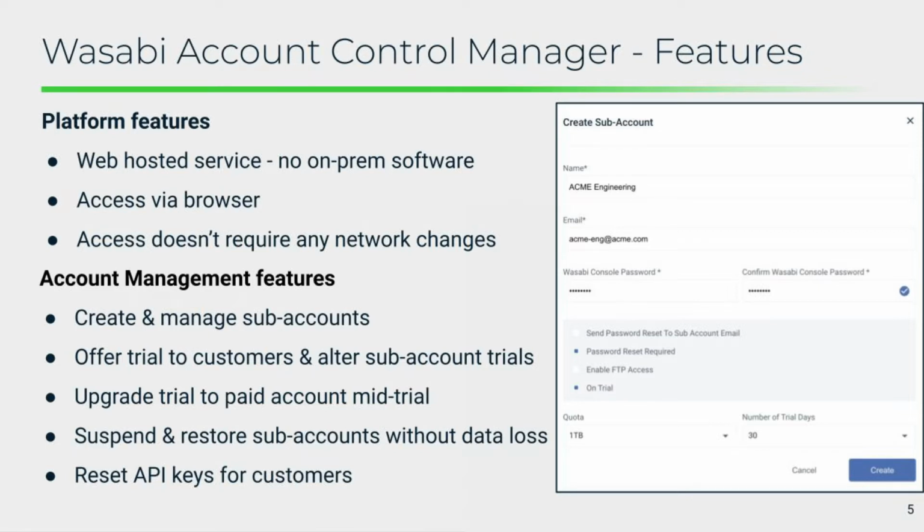In the platform, you can create trial customers and even extend trials if you think a customer needs more time to make that purchase decision. You can upgrade trial accounts to paid accounts at any time. You can suspend and restore sub-accounts and even reset their API keys. Seen here on the right is the sub-account creation form and all of the options therein. You can go so far as to set the password for your customer or have them reset it themselves.